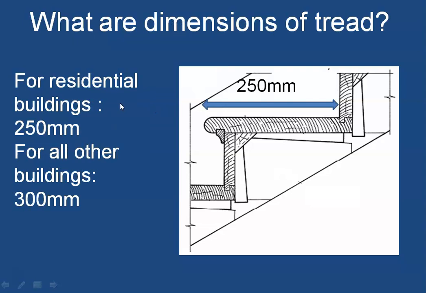Now what are the typical dimensions of a tread? You will see that there are some minimum and maximum values for dimensions of tread and riser. In case of a residential building, the minimum size of the tread has to be 250 millimeters. This is the total out distance of the tread, the portion on which we keep our foot. And for all other buildings, for example office buildings, institutional buildings, educational buildings, a minimum of 300 mm has to be used for the tread.